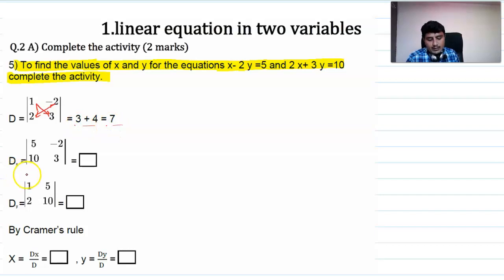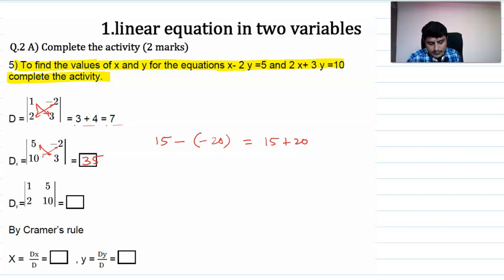Now what is the value of Dx? We have been given 5, minus 2, 10 and 3 as the elements. So the first diagonal elements' multiplication, 5 3s are 15, minus the second diagonal elements' multiplication, 10 2s are 20, but plus minus becomes minus 20. So minus minus is plus, so 15 plus 20 we are getting 35.